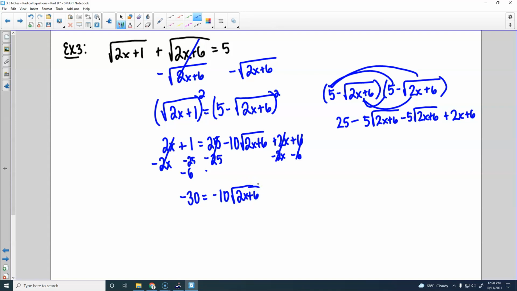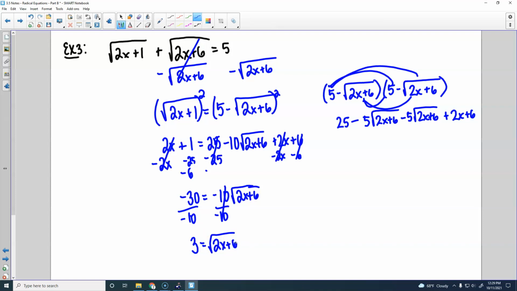So from here, let's see, Major, what would I do next? Divide by negative 10. Good. Since it goes evenly, let's do that. That'll make our lives a lot easier. We just get 3 equals square root of 2x plus 6.